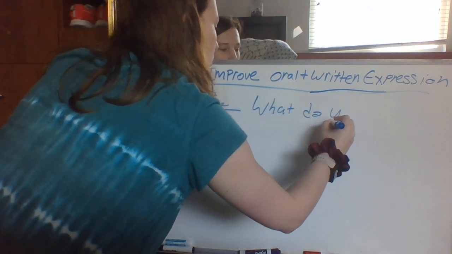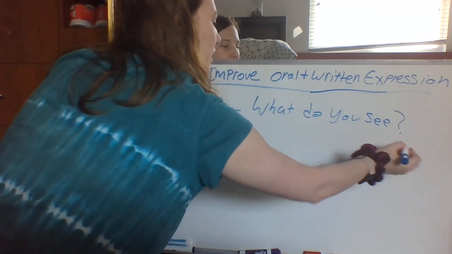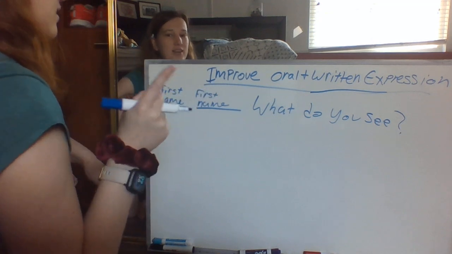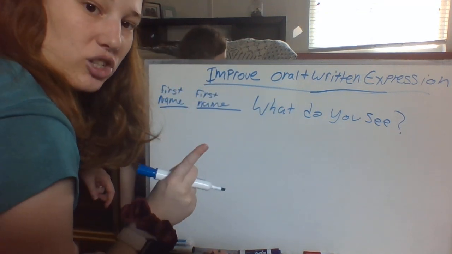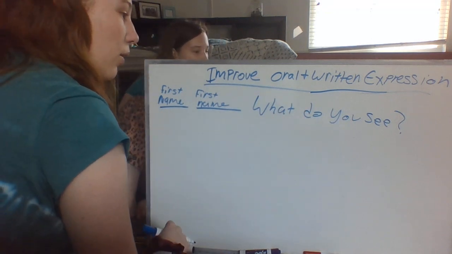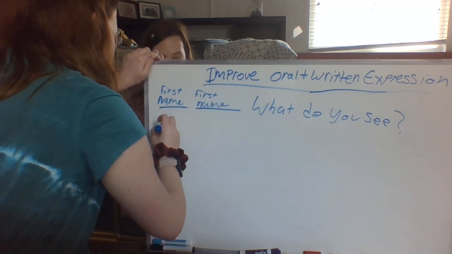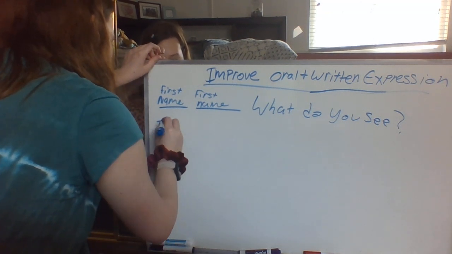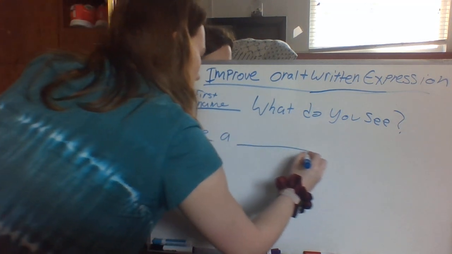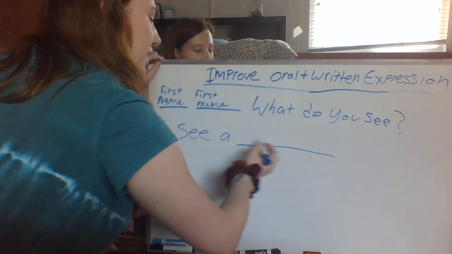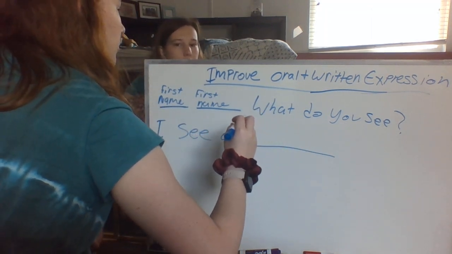what do you see? And you're going to end this sentence with a question mark, because we are asking ourselves a question, okay? Or we're asking someone a question, so we're going to put a question mark. And then you are going to answer this question by saying, I see a, and you're going to write whatever it is you see here, whether it's another person or an animal.